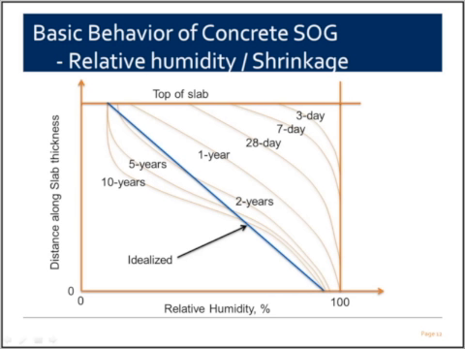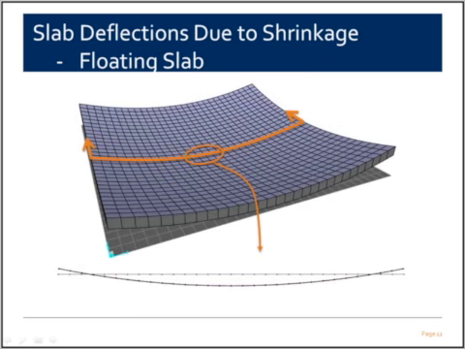If we analyze the slab under a shrinkage gradient as shown, we will see that the slab will try to deflect into a bowl shape. This is due to the bending effect of the shrinkage gradient on the slab, and it is commonly referred to as curling or warping in the industry.